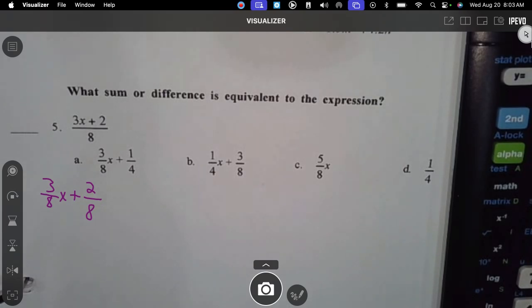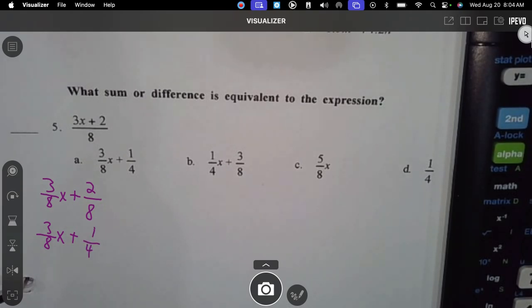What happens to 2 over 8? Simplify. Yeah, you can simplify. You can type that in your calculator. 2 divided by 8, math, enter. So you get 3 over 8x, and if you put that in your calculator, or if you just do it in your head, you would get 1/4.